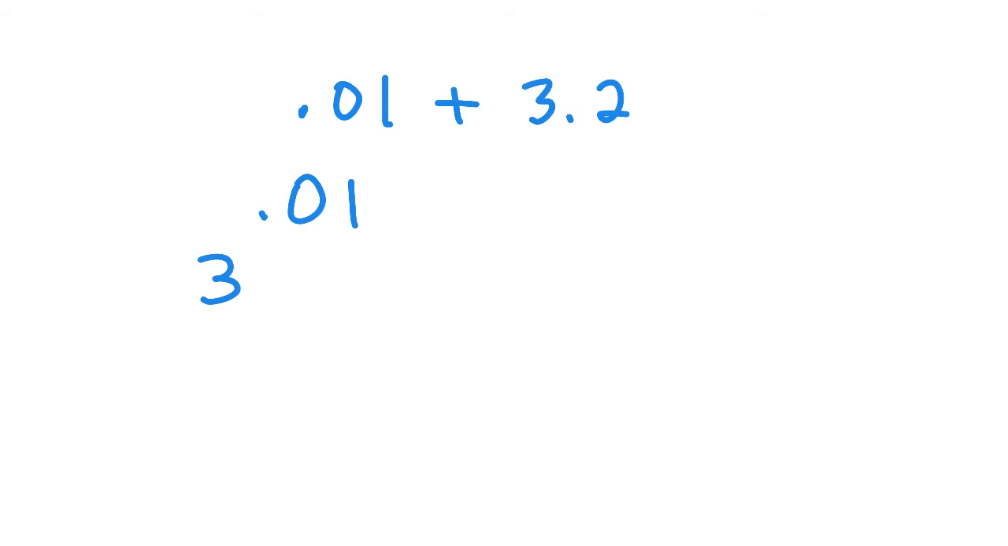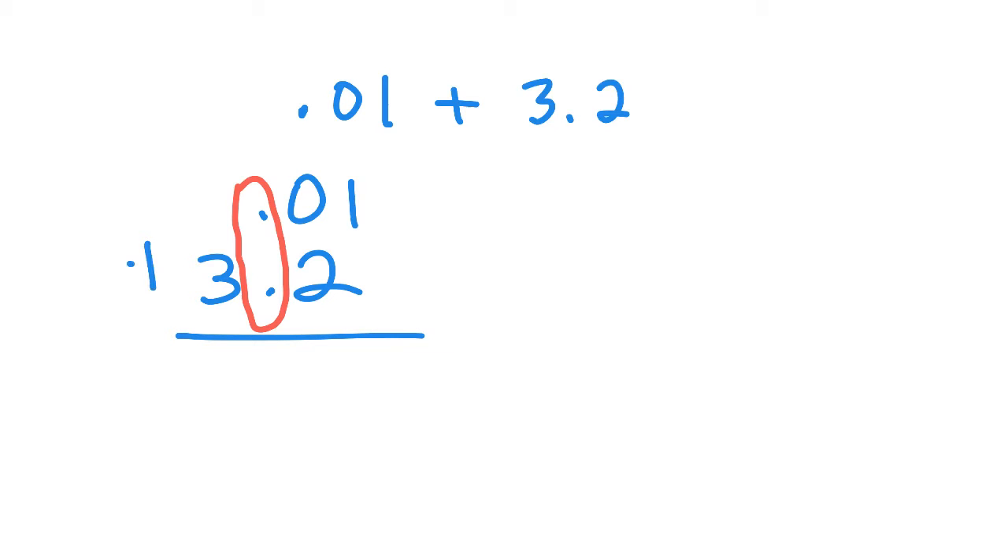So we've got 0.01 plus 3.2. Let's start with that. First of all, it's much easier to do this if we stack them. So let's stack them. 0.01, and we stack by lining up our decimals when we add and subtract. So 3.2. Notice how we have our decimals aligned right here. So that will keep everything organized for us.